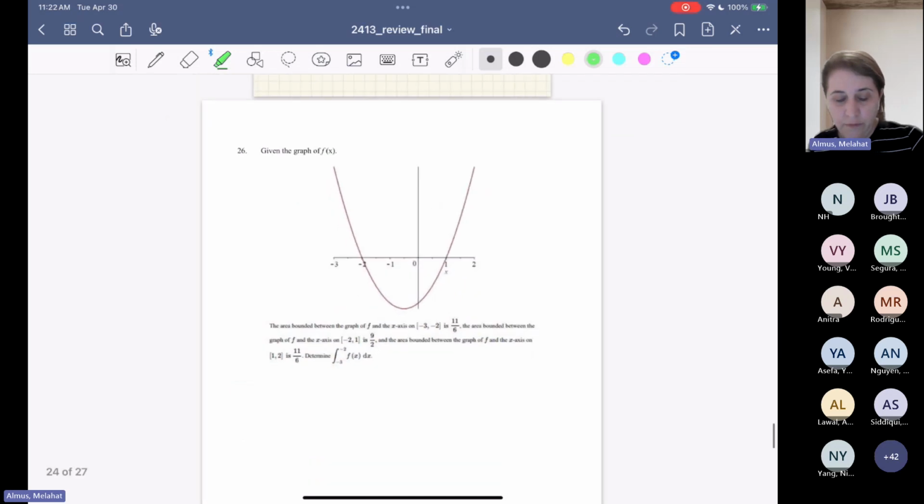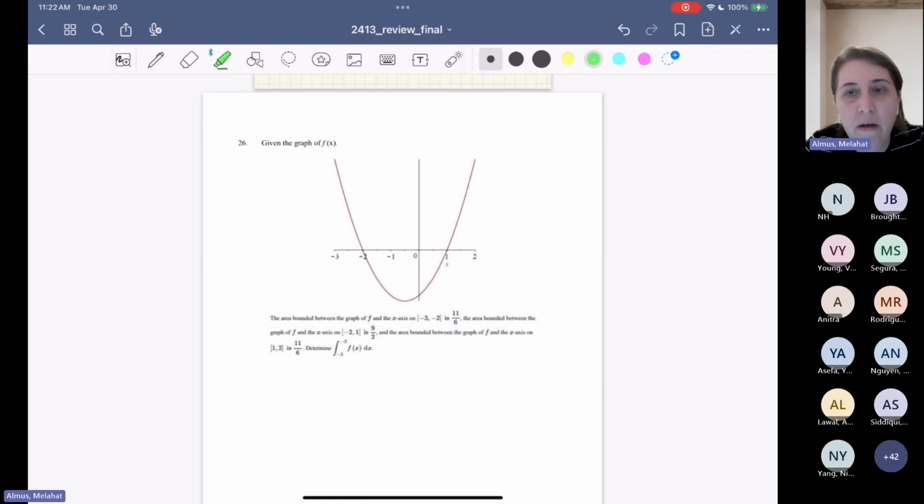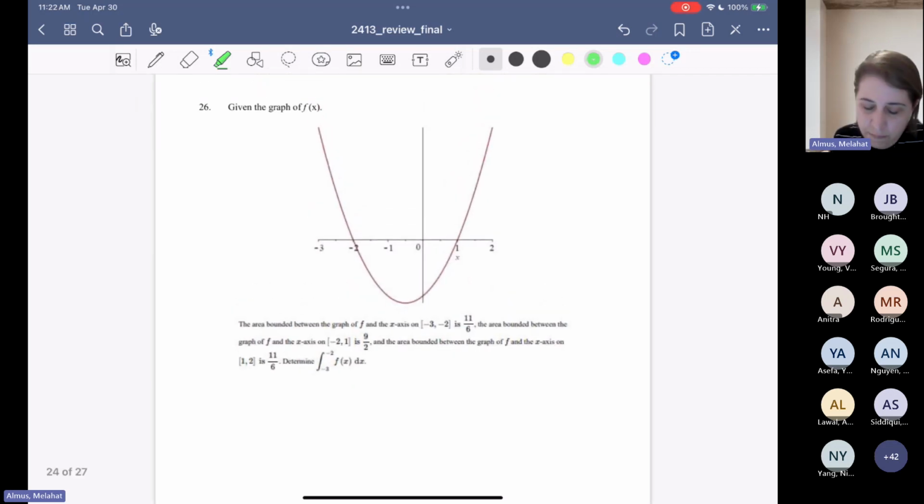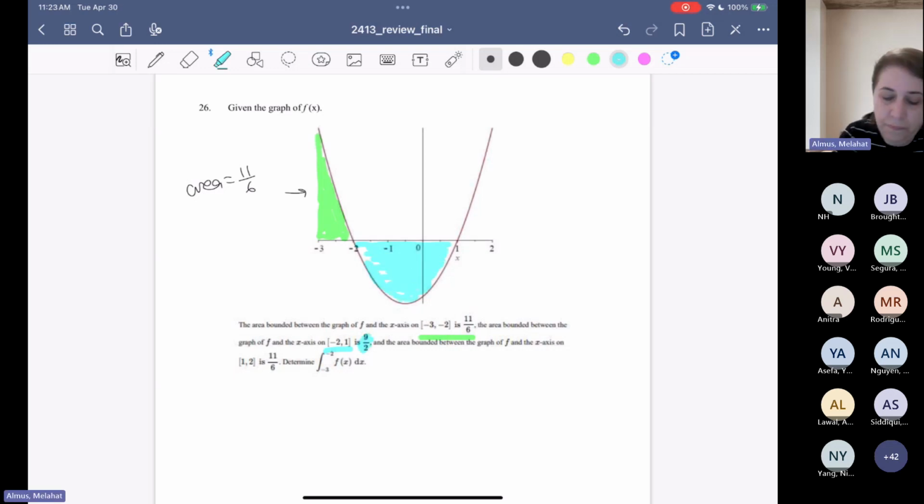All right, now let's talk about a few properties of integrals. Remember that integral and area are connected. If a function is positive, we can use its integral to find the area, but when the function is negative, we need to be careful. All right, this problem says the area bounded between the graph of f and the x-axis from -3 to -2. So here, the area is 11 over 6. Okay, and then from -2 to 1 here, the area is 9 over 2. This blue area is 9 over 2. And finally, is that it? No, 1 to 2. So if we go from 1 to 2, the third piece here is 11 over 6.